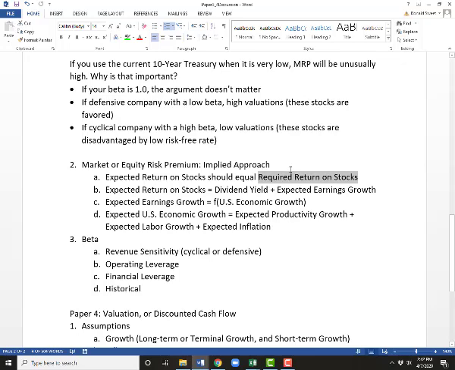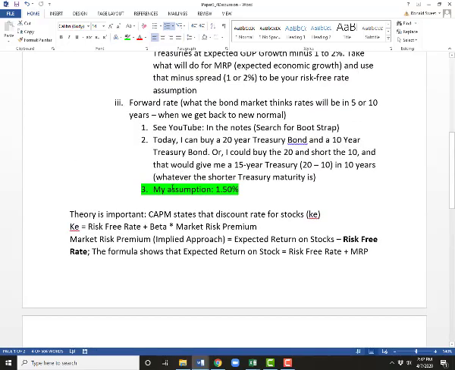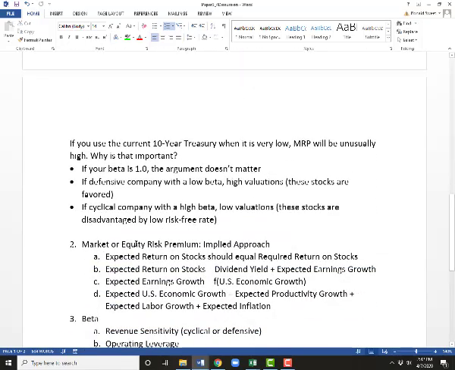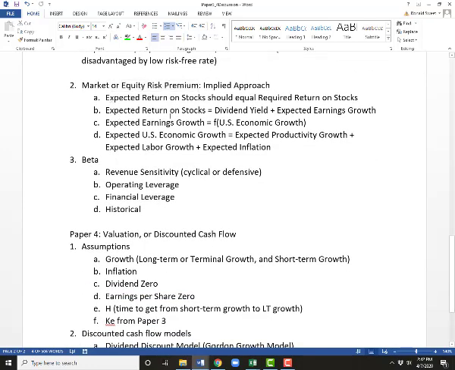Stocks in general, not our particular company. You know that with the risk-free rate and the market risk premium, equity risk premium, you do not want to say anything at all about your company. So the expected return on stocks, not your stock, but on stocks in general, is the dividend yield of the overall stock market plus the expected earnings growth of the overall stock market.